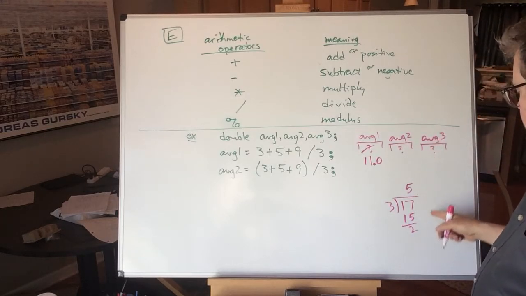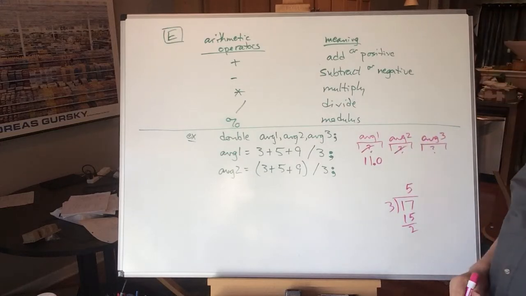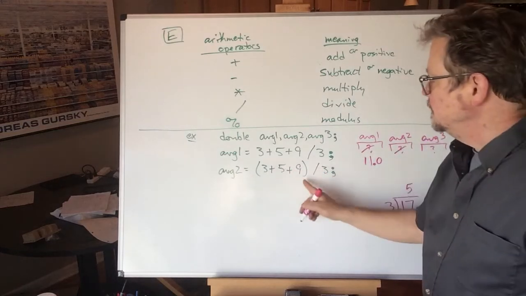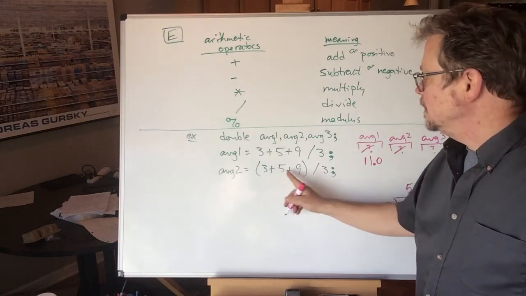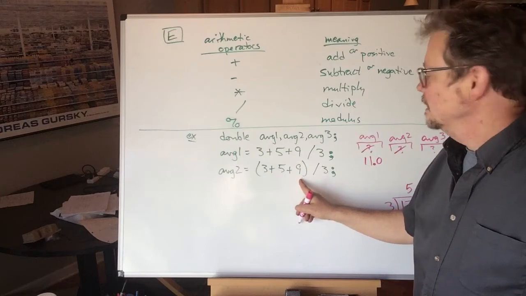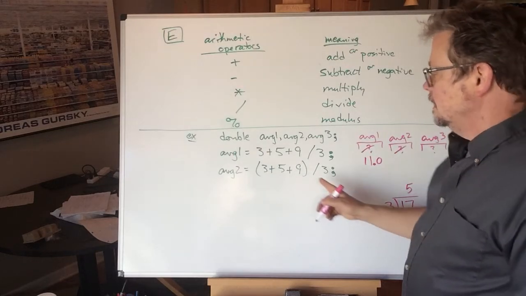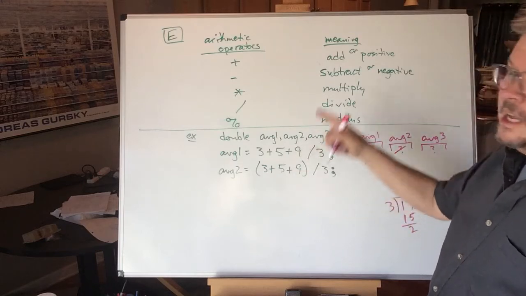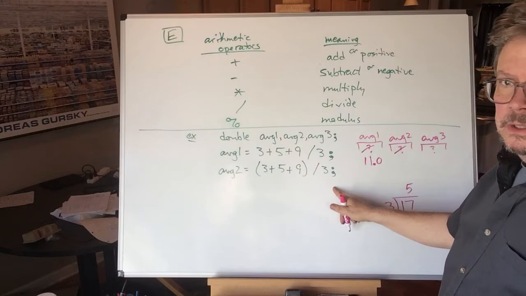Average 2, I could keep going, couldn't I? It's going to be a repeating fraction. I don't have to. This is an integer. If I don't put decimal points after these things, if I just say 3 plus 5 plus 9, then I get whatever I said. I got 17. That's 17 as an integer. When I divide an integer by another integer, I get an integer.